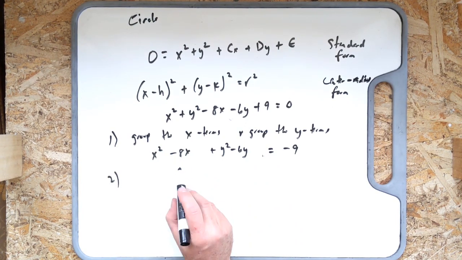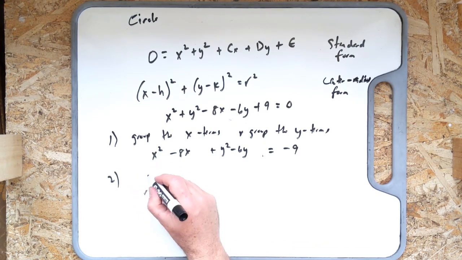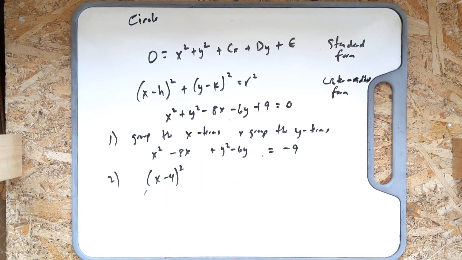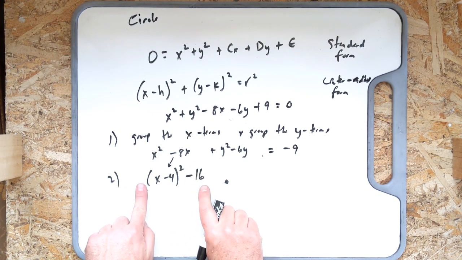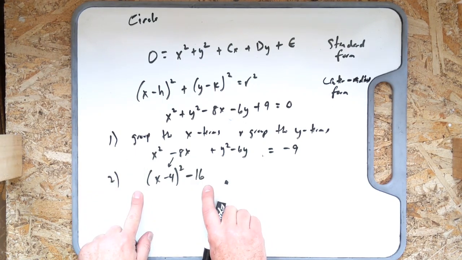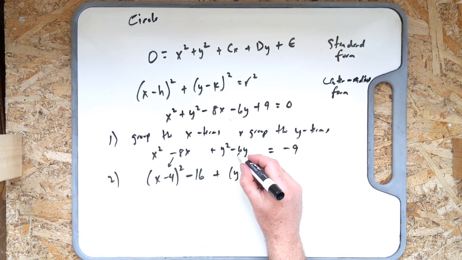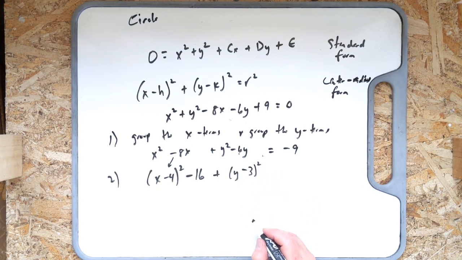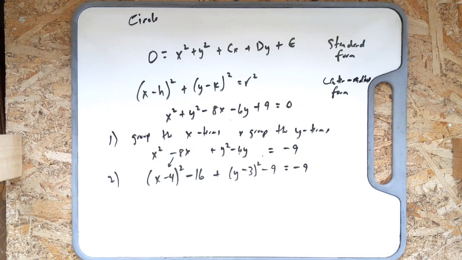So you do the same thing you did before when you're doing parabolas. Take the negative 8, divide by 2, which gives you x minus 4 squared. Take that same negative 4, square it, and subtract it. This is exactly what we did with the parabola. X squared minus 8x is the equivalent of x minus 4 squared minus 16. You can see that if you actually expanded it out. Do the same thing over here. Y, take that negative 6 divided by 2, square that, and subtract it. You're always going to be subtracting these, by the way, in both parabolas and circles. And that equals negative 9.